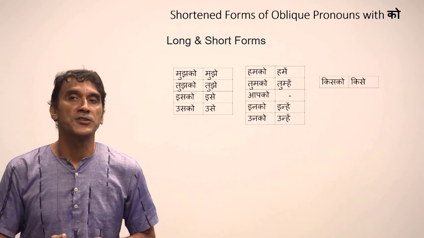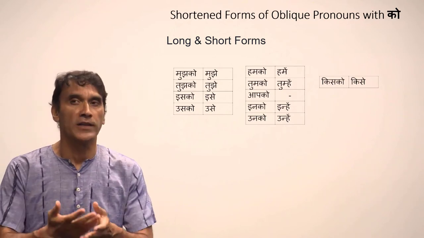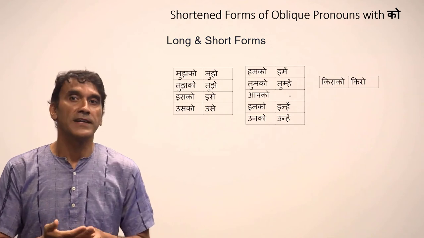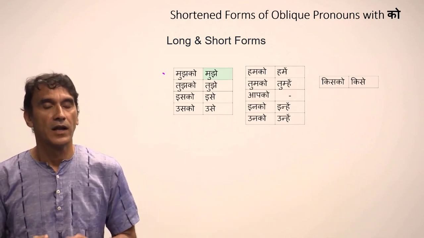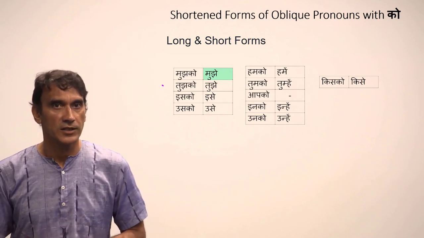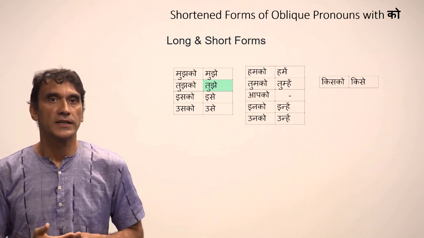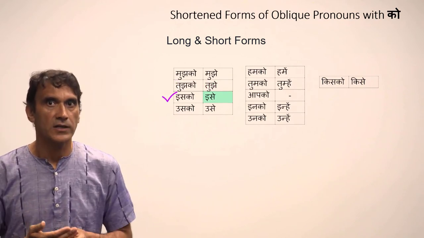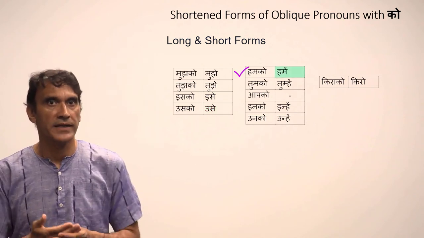There's no difference between short and long form. They are synonyms and they can be used interchangeably all the time. Here we have the list of pronouns with the postposition ko and their shortened forms. Mujhko, mujhe. The short form of mujhko is mujhe. Tujhko, tujhe. The short form of tujhko is tujhe. Isko, ise. Usko, use. Humko, hame.